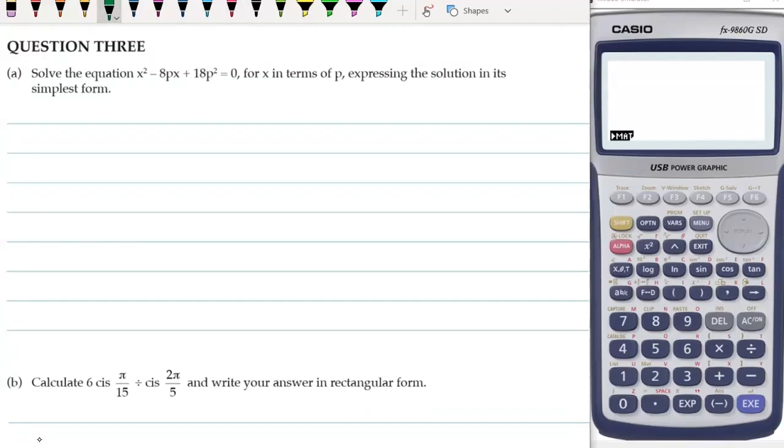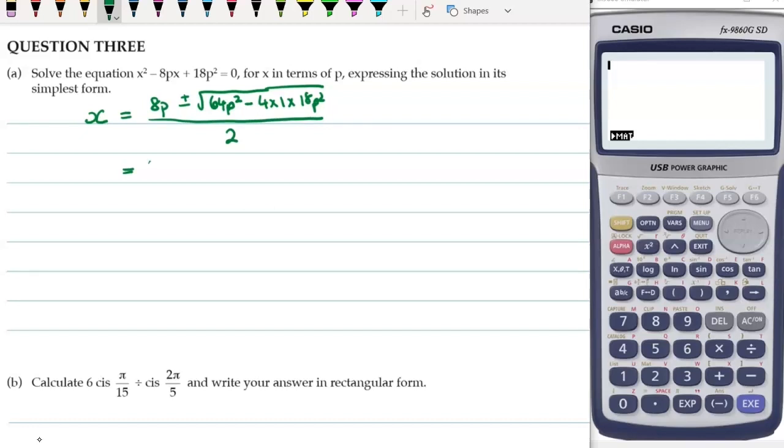Okay, for question 3, we're solving this quadratic, so I'm going to head to the quadratic formula because that's what most people are comfortable with. You could also do completing the square. Right, so x is equal to minus b, which will be minus 8p, or sorry, just the b, 8p, plus or minus the square root of b squared, which will be 64p squared, minus 4 times a times c, all over 2a.